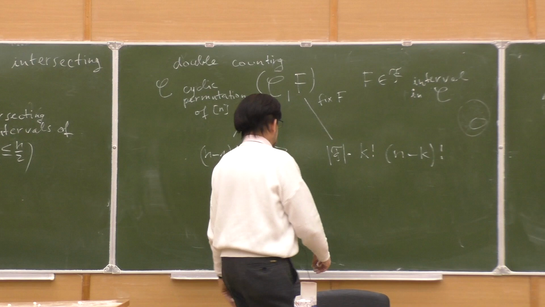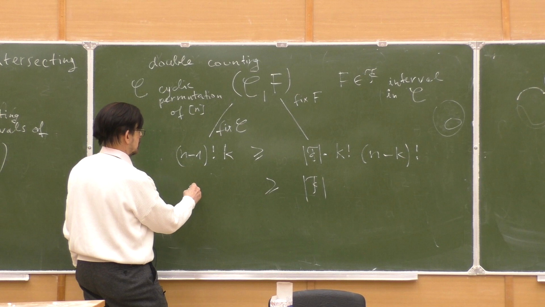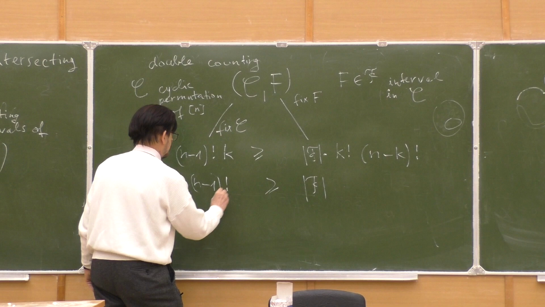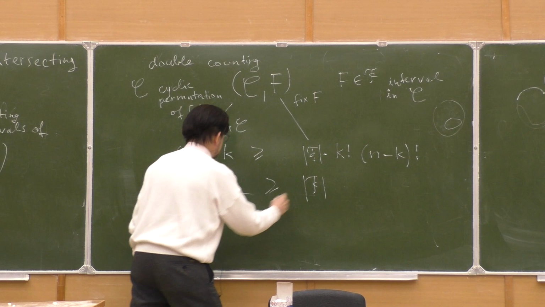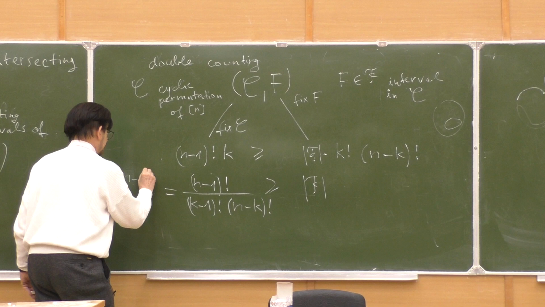And so what we obtained is (n minus 1) factorial over, we can divide by k, so we get (k minus 1) factorial and (n minus k) factorial, and this is really n minus 1 choose k minus 1.